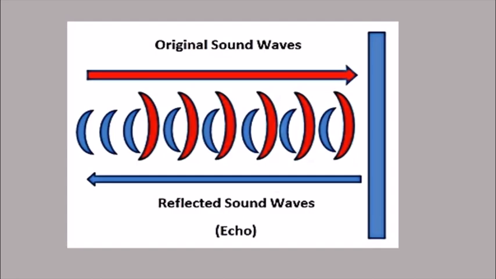Now an echo can usually be heard multiple times also due to continuous or multiple reflection. There are various places, like the Gol Gumbad at Vijapur in Karnataka, where if you shout you can hear your name multiple times. So this is called a multiple echo, where multiple echoes are generated.